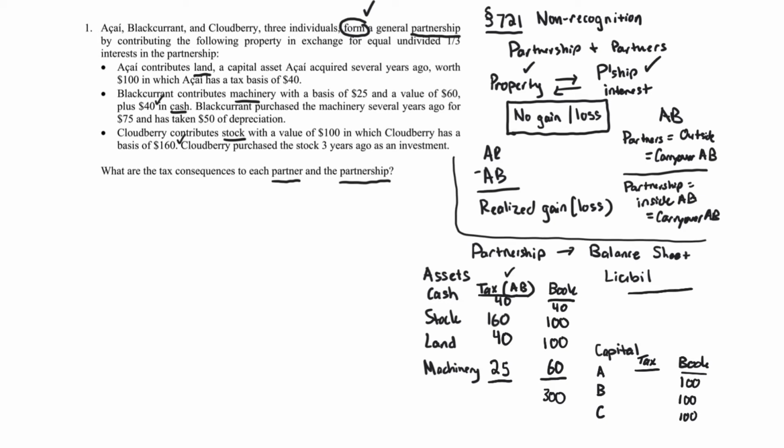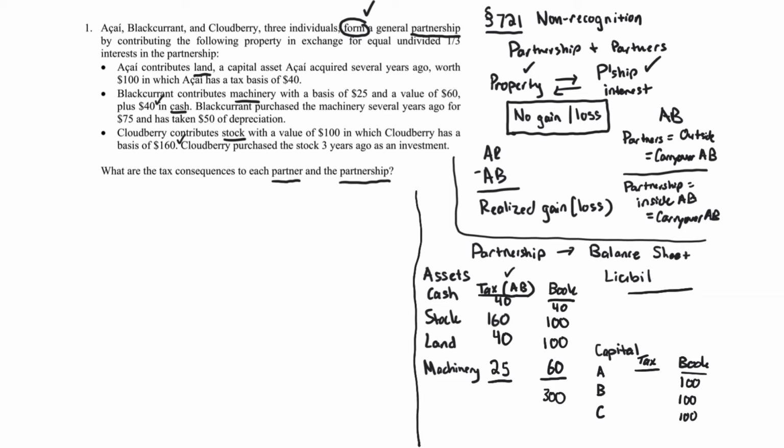For the basis in their capital account, the way we do that, since there's no liabilities in this problem, it's going to be equal at formation to the partner's basis in their capital account. The partner's basis in their partnership interests. It's going to be equal. So let's go ahead and look at the consequences.